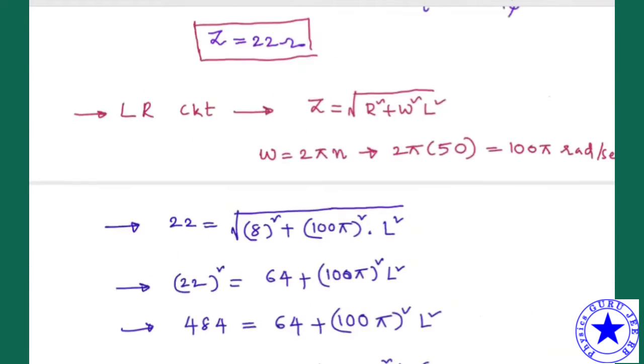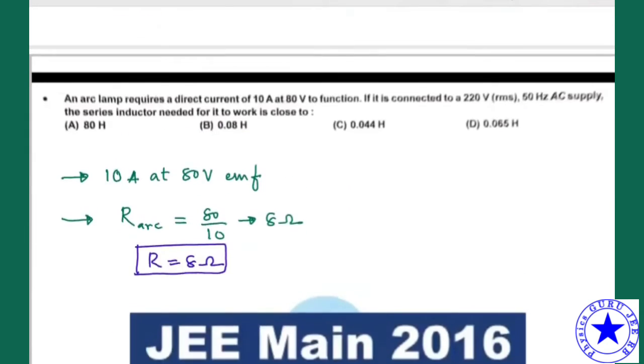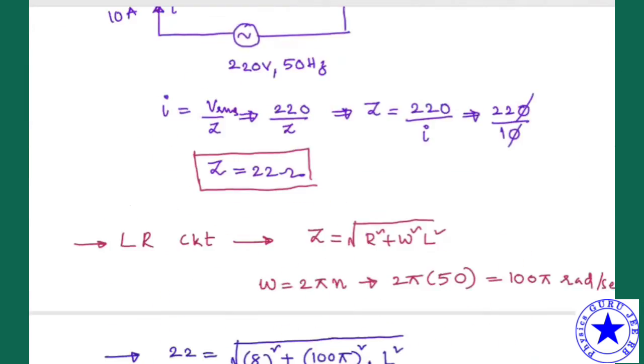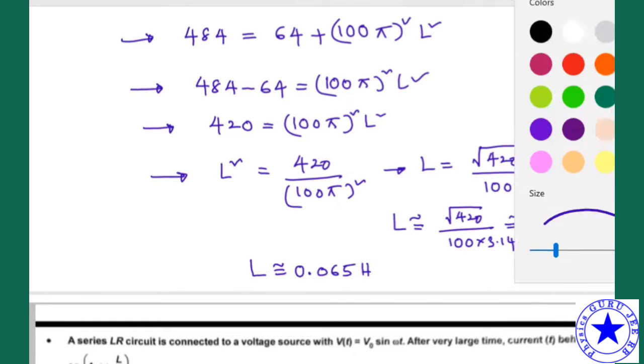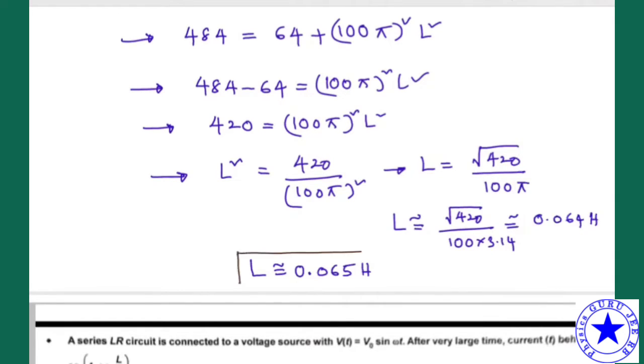Is anything matching with these options? Let us check it out. So 0.0065 Henrys is the matching option here, for the inductor. Hope it is clear till this point, right?